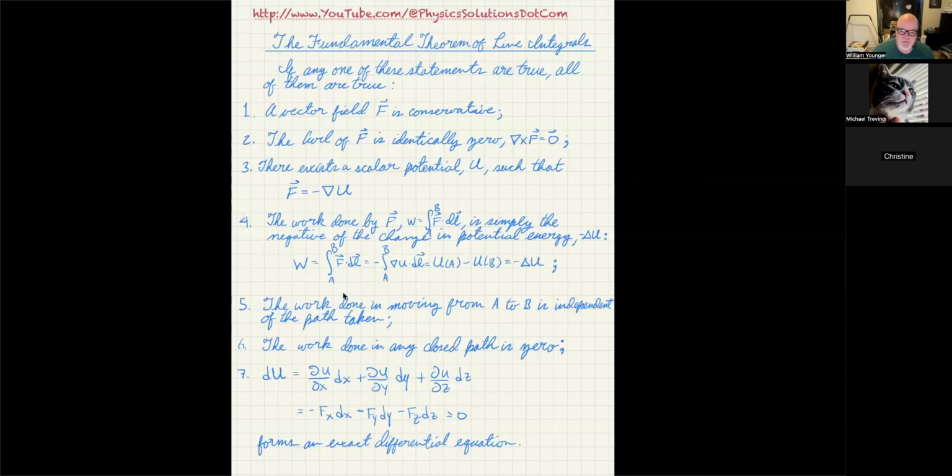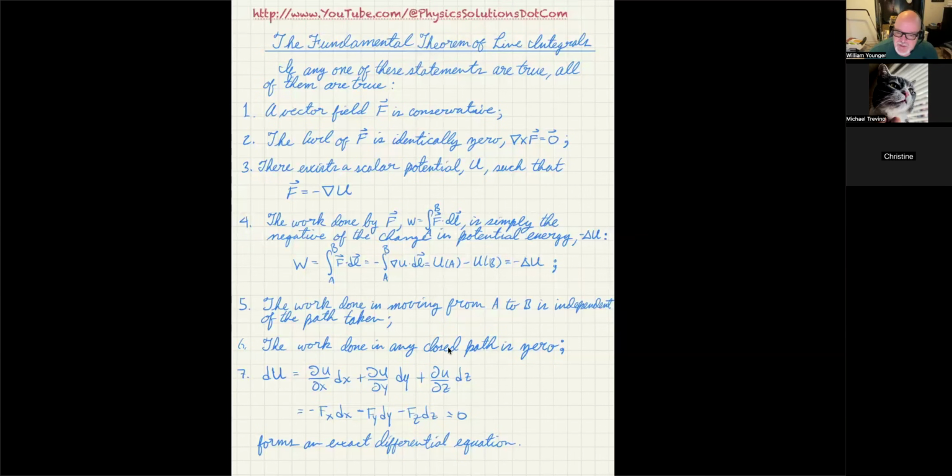Number 5 says the work done in moving from A to B is independent of the path taken. Now that's a real test. That's a test that you can do to see. If you actually integrate from A to B and you find the result is just the subtraction of a scalar function at two different places, then you've shown that that is a conservative force.